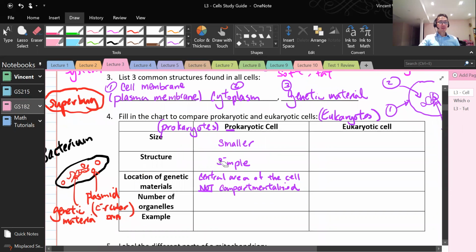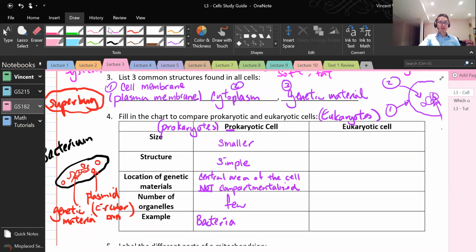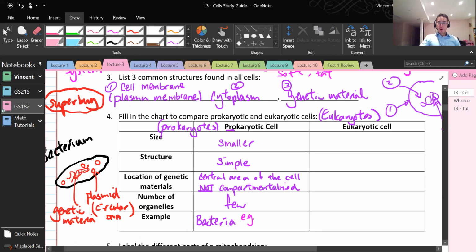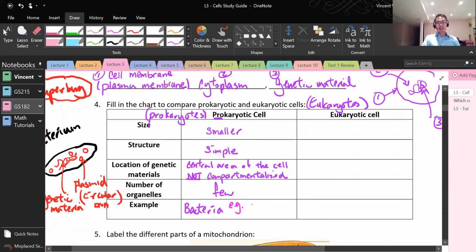Number of organelles: few, not a lot. An example would be, like I said, bacteria. Does anybody know any bacteria? You read it on the news, in a book, or learned it before. Any example of bacteria? E. coli, yes, that's probably the most famous one. Many people know E. coli, but not many know what the E stands for. I know what it stands for, but I cannot pronounce it, so I'm not going to try.